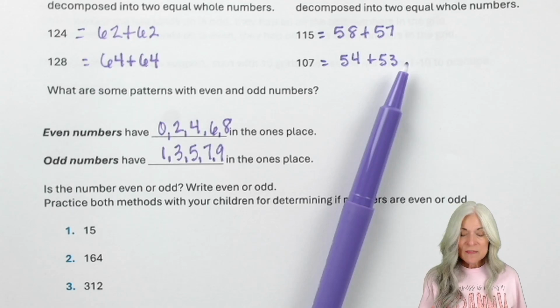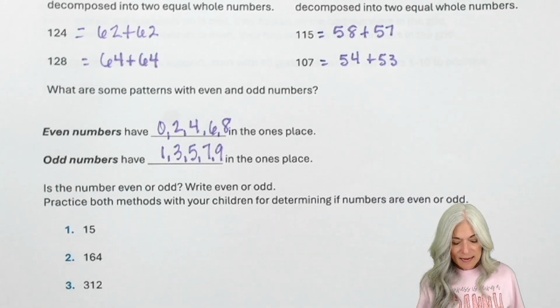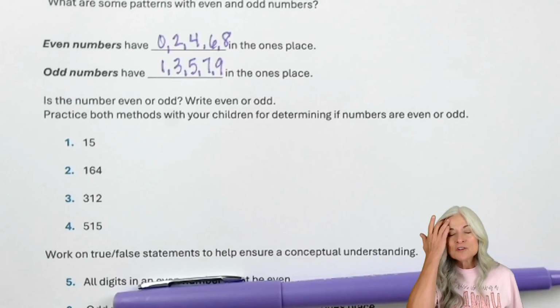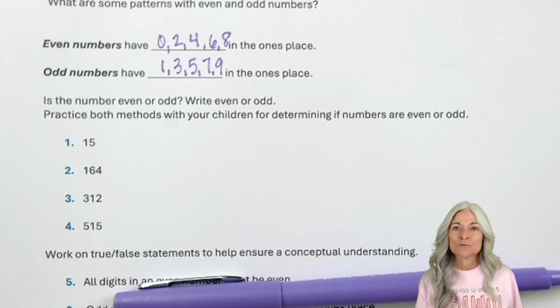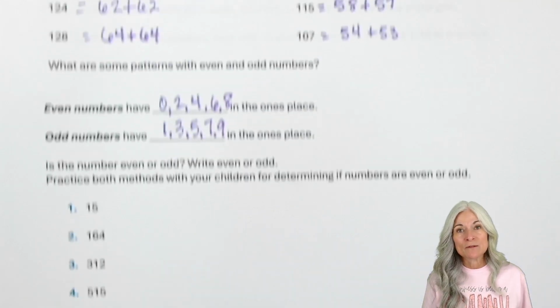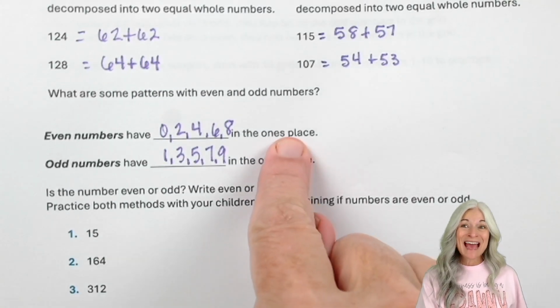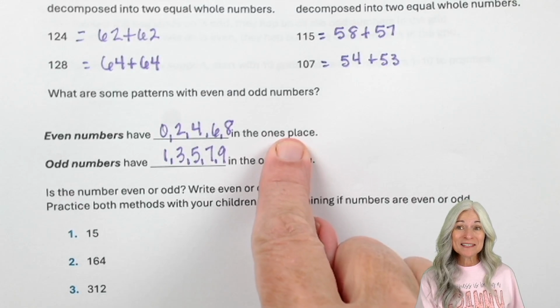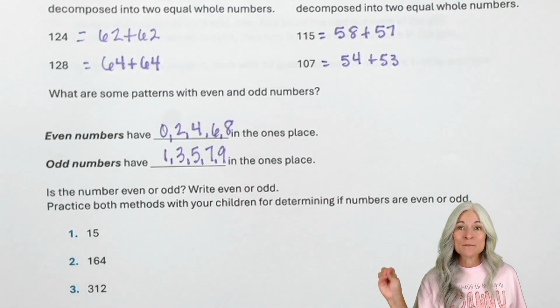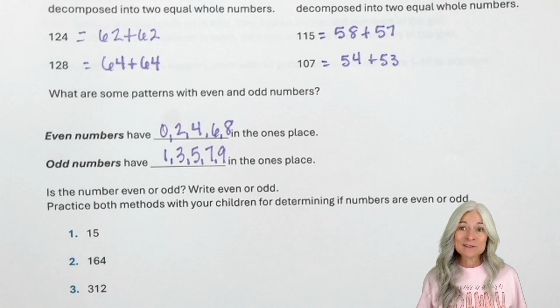Okay, so when they'll have homework, they'll have numbers like these. So what I would encourage you to do is practice both methods with your children for determining if numbers are even and odd. Oh, and I just had a thought I want to throw in. When you talk with them about the patterns in the ones place, maybe write a bunch of even numbers down, write a bunch of odd numbers down, see if they notice the pattern. If they can notice it, they're going to own it.